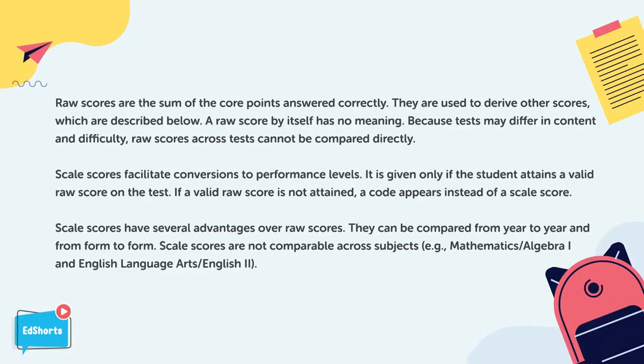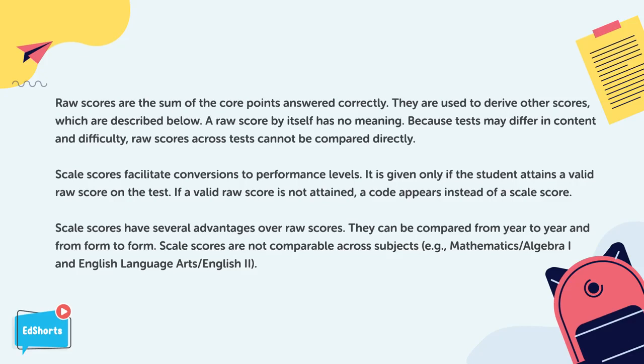A raw score by itself has no meaning. Because tests may differ in content and difficulty, raw scores across tests cannot be compared directly. Scale scores facilitate conversions to performance levels. It is given only if the student attains a valid raw score on the test. If a valid raw score is not attained, a code appears instead of a scale score.